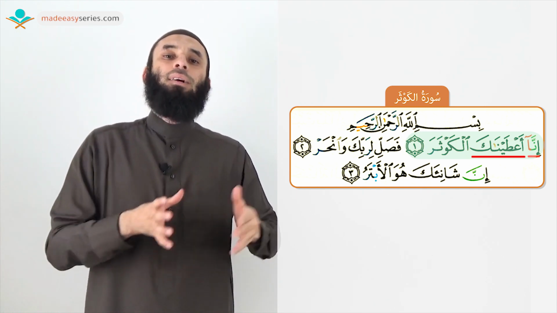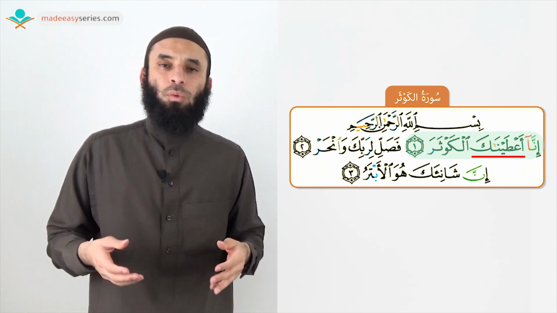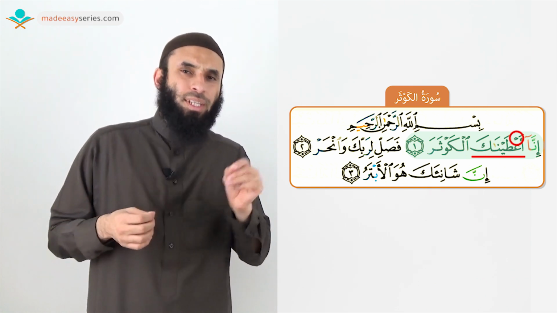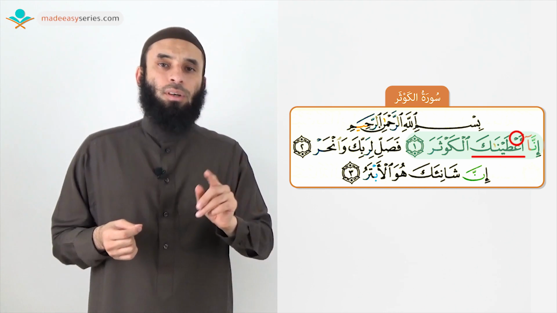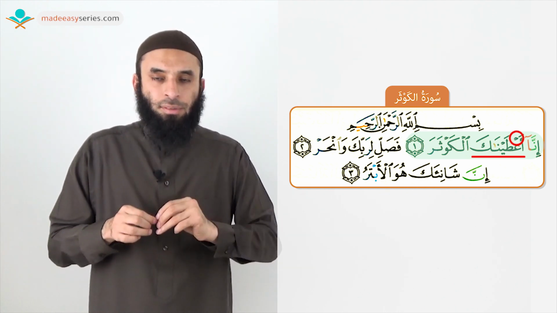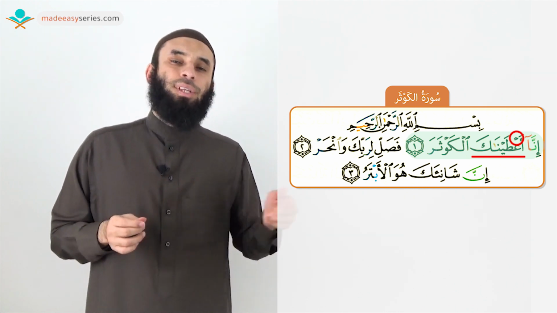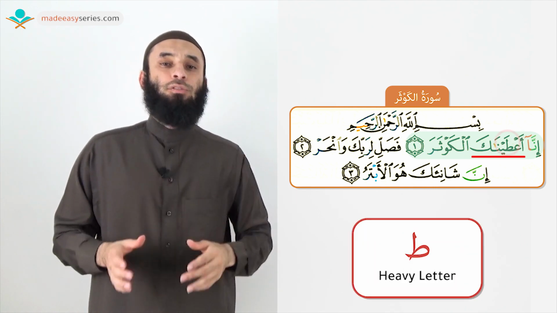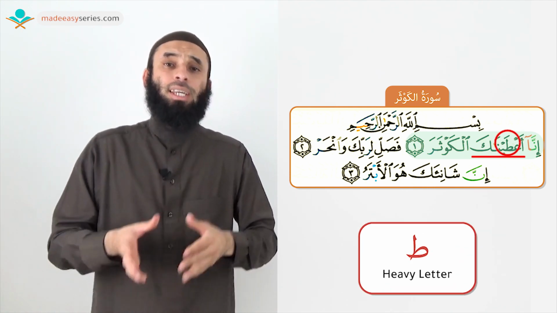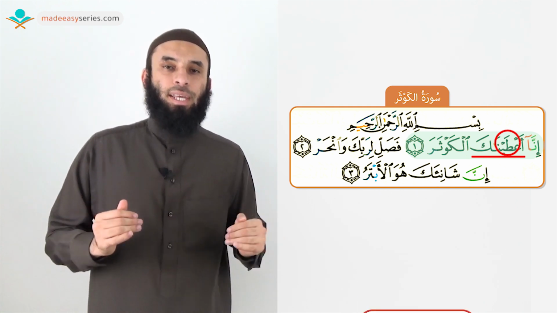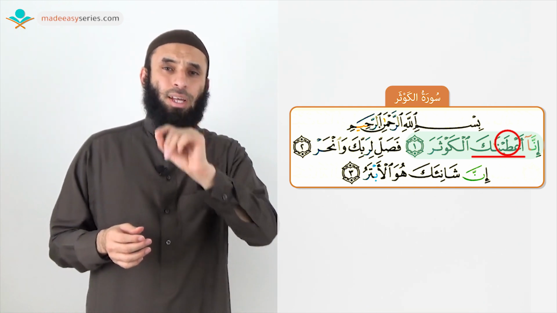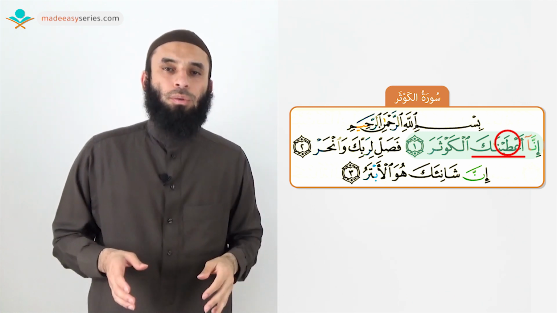Then we have the word a'tainaka. Ayn has a sukun. We mentioned the previous ayah. We hold the sound of the ayn. أعطيناك. And not أعطيناك. إنا أعطيناك. طا here is from the heavy letters. So we pronounce طا in a heavy manner. طا. أعطى. أعطيناك. Now, after طا with a fatha, we have a ya sukun.